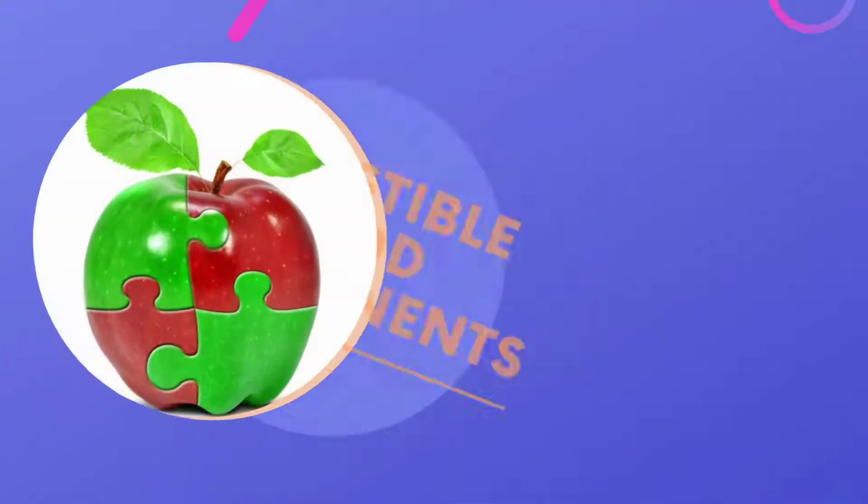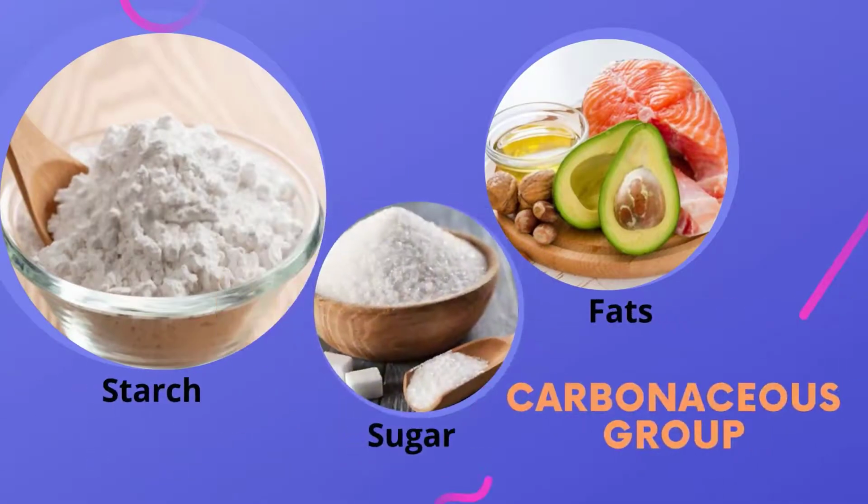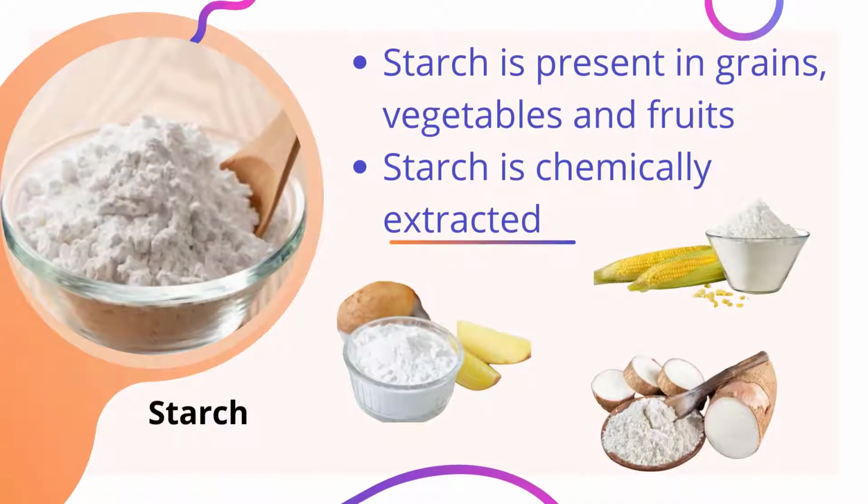Food components. Digestible food elements fall into three groups, primarily based on their chemical structure. Carbonaceous group. Carbon is essential since it is the base of all the other body elements. Components that are part of this group are starch. Starch is present in all grains and is predominant in most vegetables and some fruits. Corn, potatoes, and cassava are chemically processed for starch extraction.